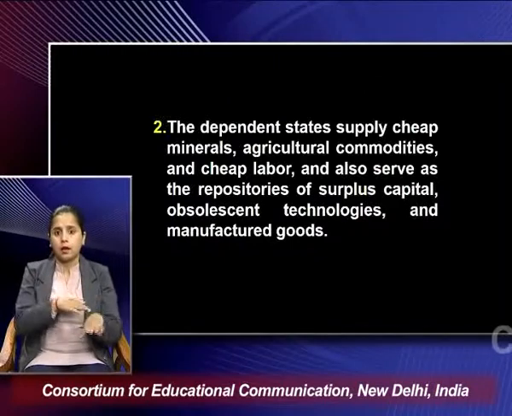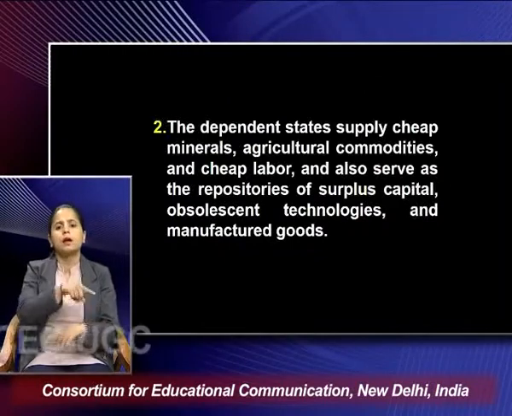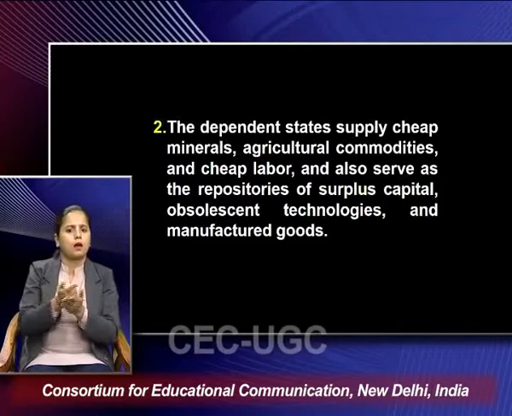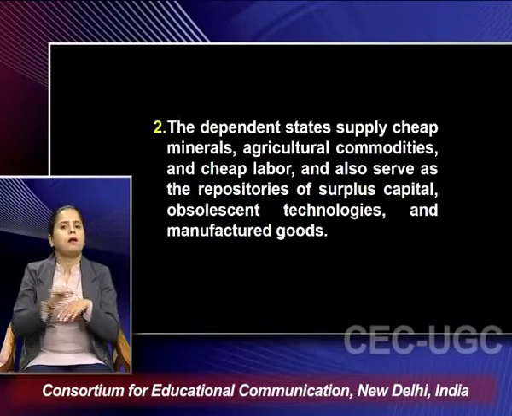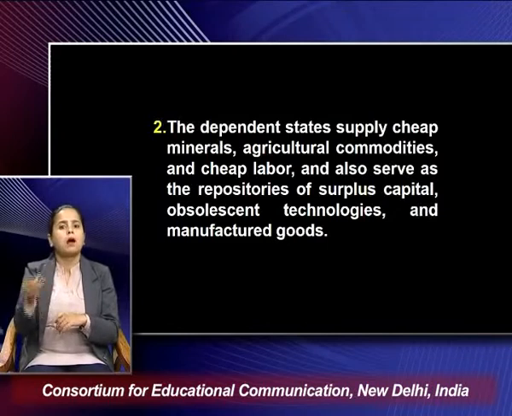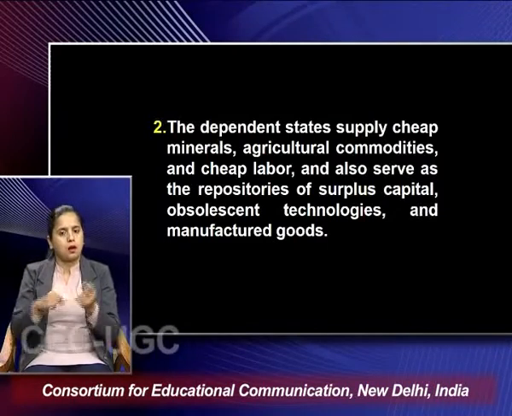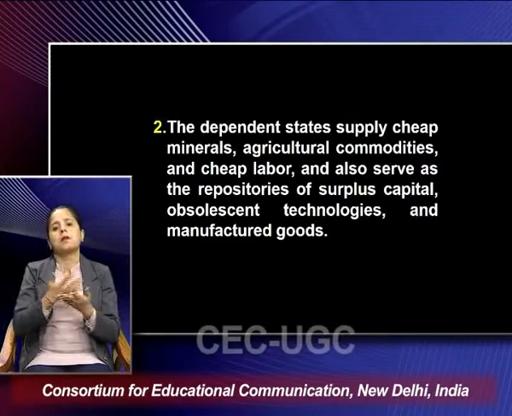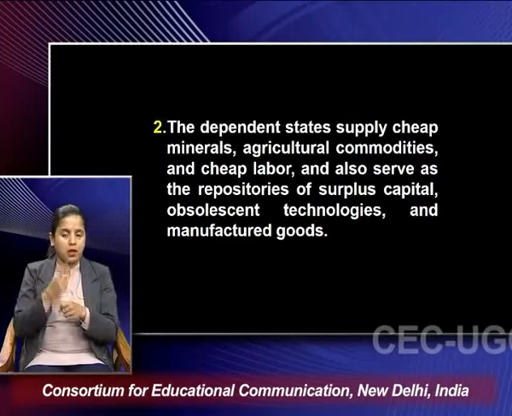The second important thing is that dependent states supply cheap materials, agricultural commodities and cheap labor, and also serve as repositories of surplus capital, obsolescent technologies and manufactured goods. If you see the economic activities in dependent countries, they largely supply cheap materials. They supply raw materials, agricultural commodities, and they also provide cheap labor to the international market.